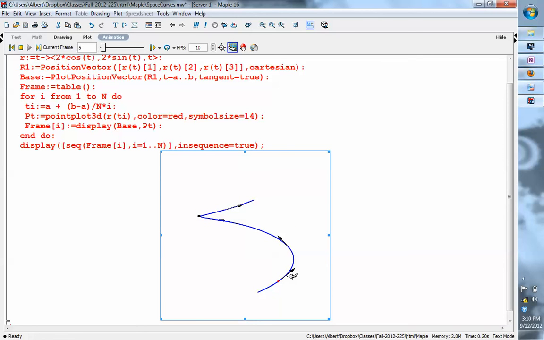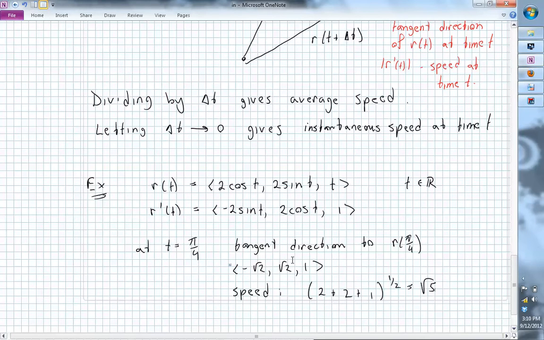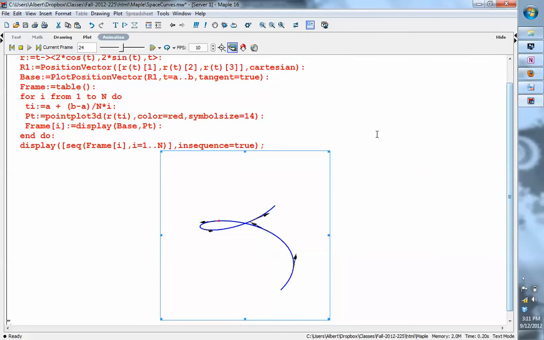This might be around pi over 4 right here. It would help if I had coordinate axes in there, but I don't. And that direction is indicated by this vector. In the plotting software that I'm using here, the black tangent vectors are actually unit vectors. What does unit vector mean? They're length 1, so they're not indicative of the speed of this thing. They're just indicative of the direction. We'll talk more about the speed in a bit.